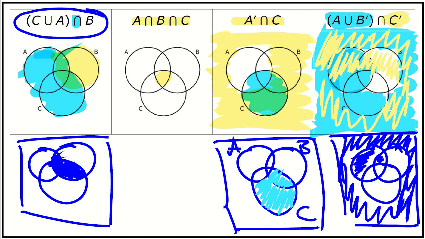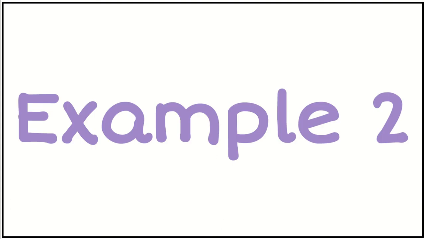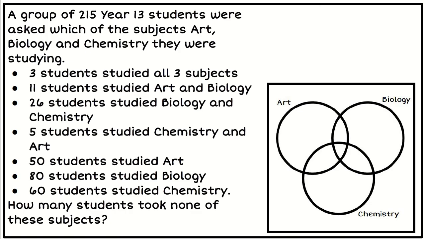Now let's take these ideas and apply them to an example. So here is our question. We've got a group of students who were asked which of the subjects they take, art, bio and chemistry. So we know we've got 215 students altogether, so I'm just going to put a little note, 215, because that's how many I've got in total. Then I know that there are 3 studying all 3 subjects, so that's right in the middle there. There's 3 right in the middle, so I've dealt with that.